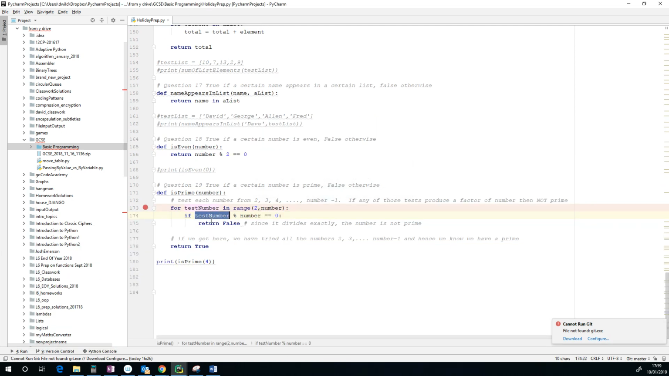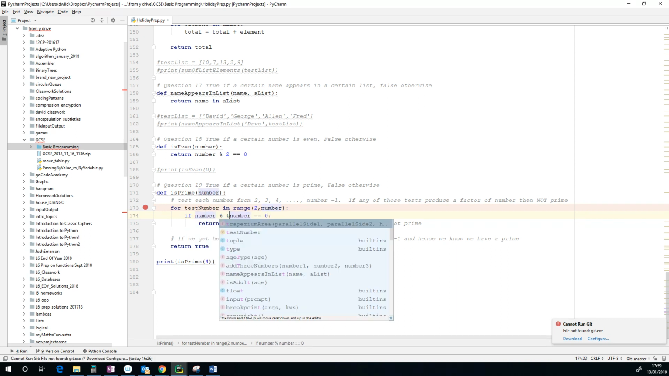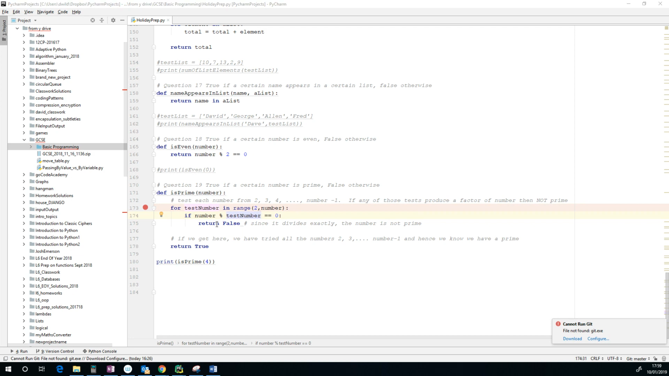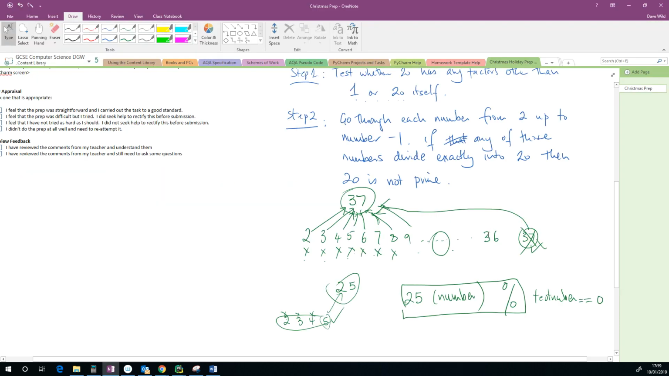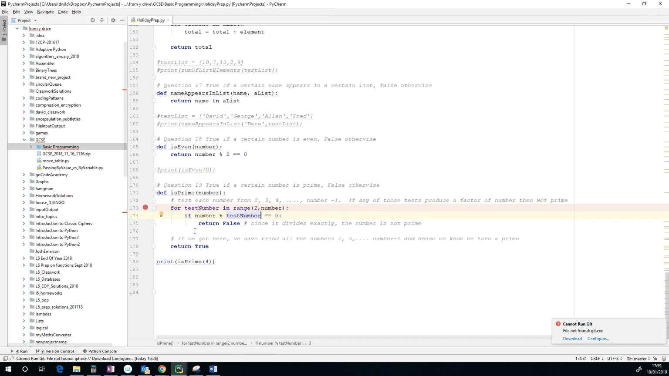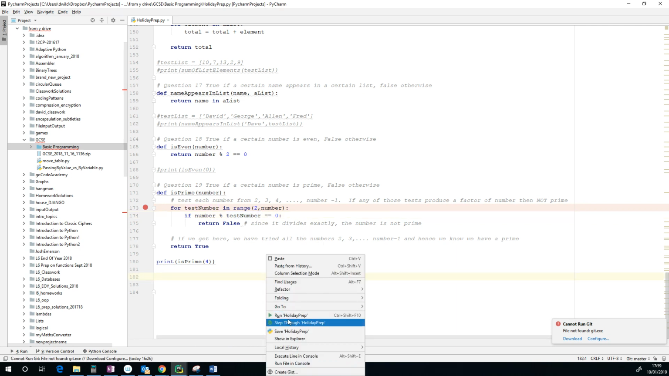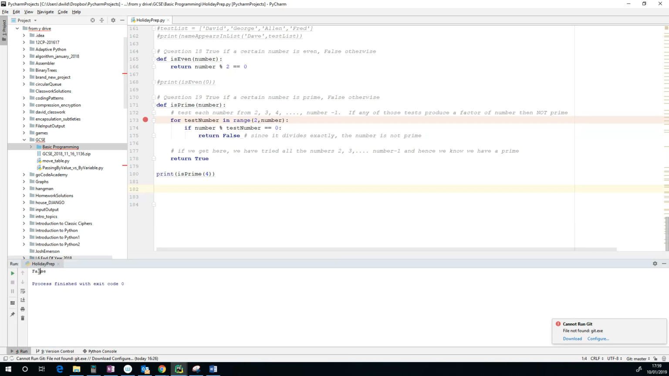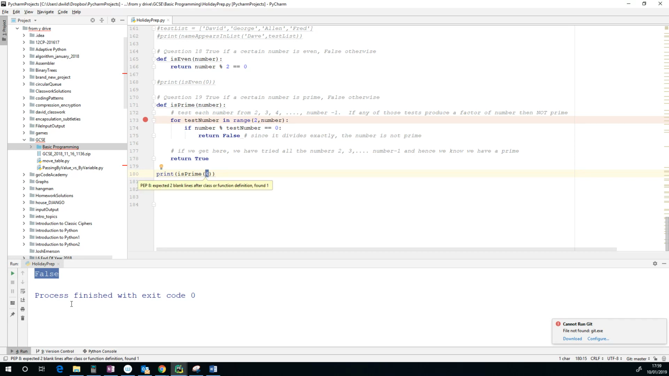So this should be number percent test number. If you go back over here, that's what we said over here: number percent test number. We should have realized that we'd already worked out the order. Let's try it again. Let's run it this time. False. Okay, 4 is not prime. No, it isn't. It's 2 times 2, so it's definitely not prime.